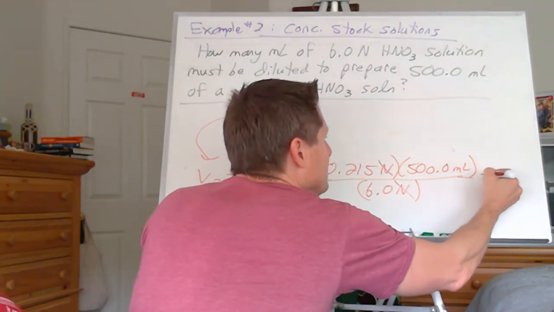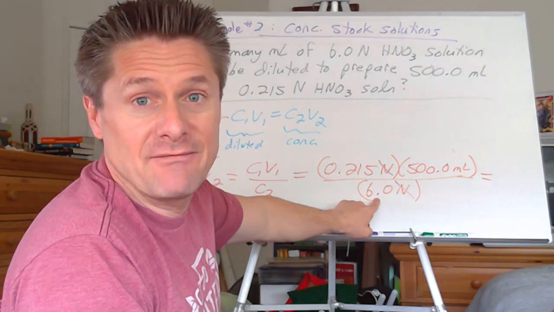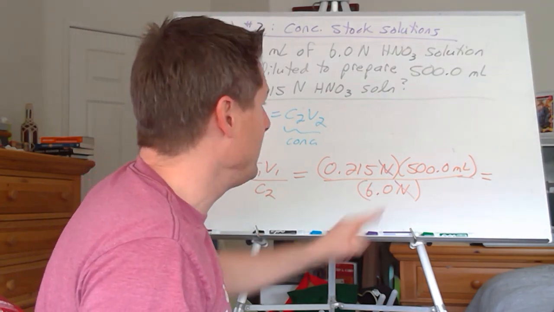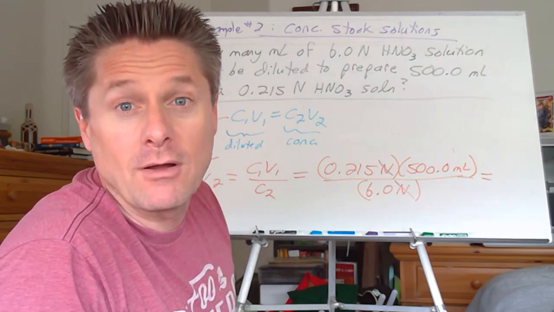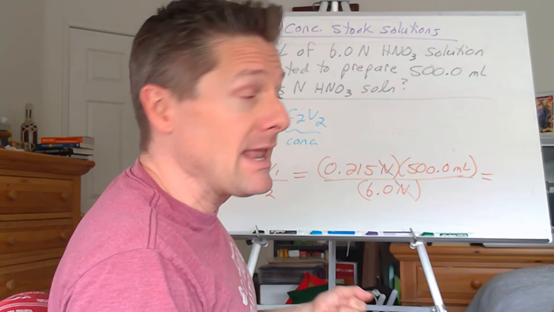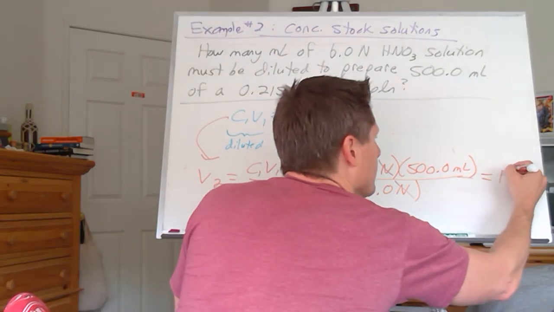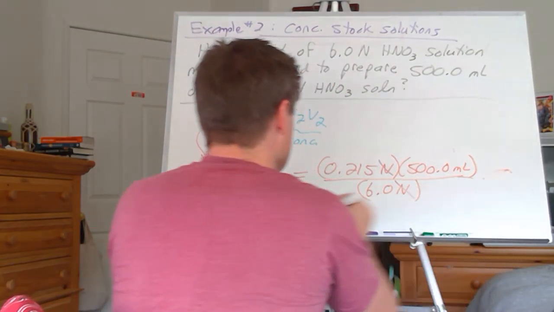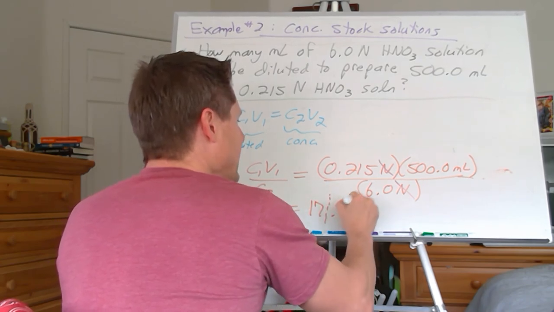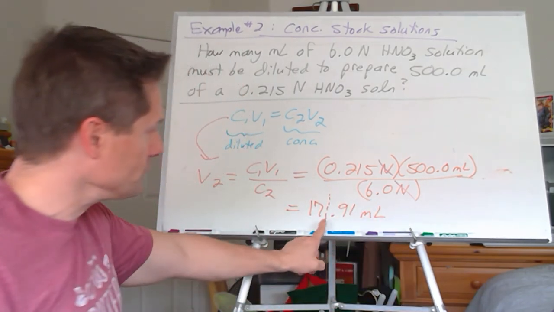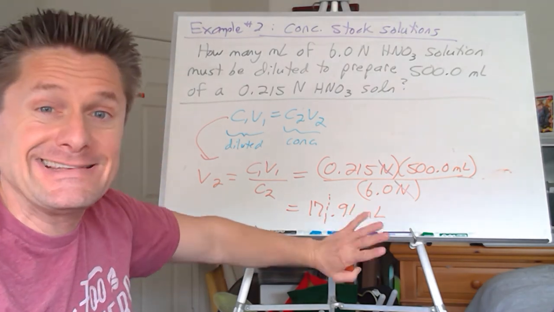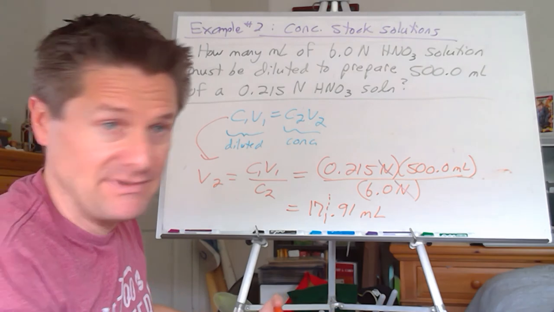So that was kind of just sloppily made, most likely. So let's do this to 2 significant figures. Punch this out, and if you get an answer higher than 500, something's wrong. Right? So what do we get? I get 17.91 milliliters. Good to 2 significant figures. That's greater than 5, so it's closer to 18 than it is to 17. So that's going to round up to 18.